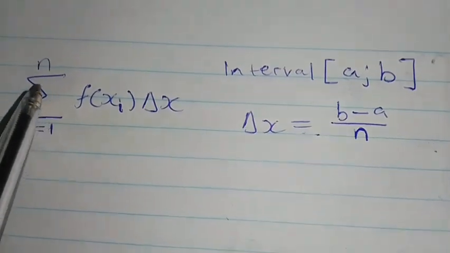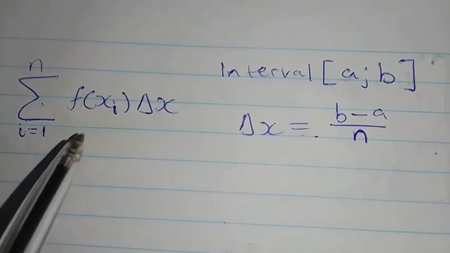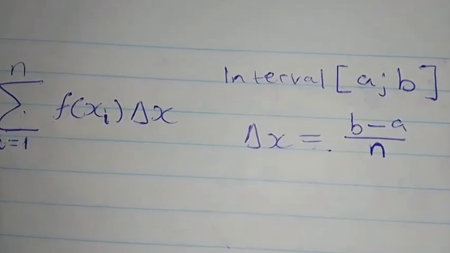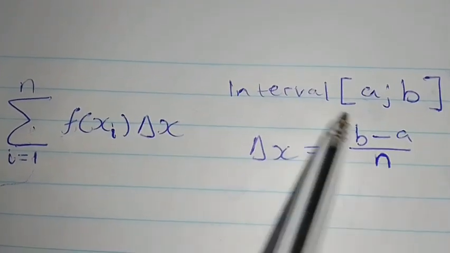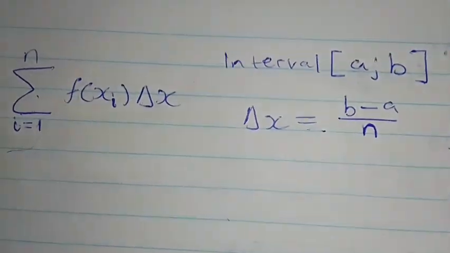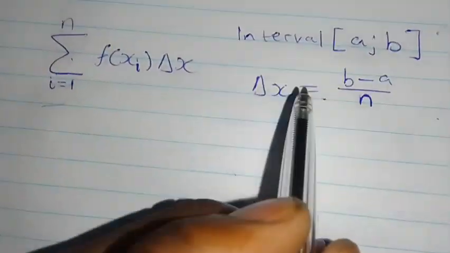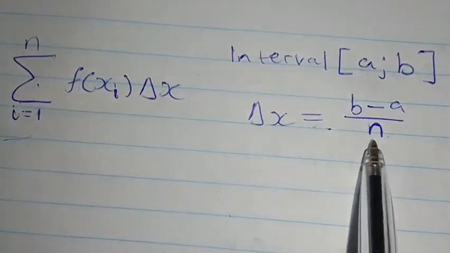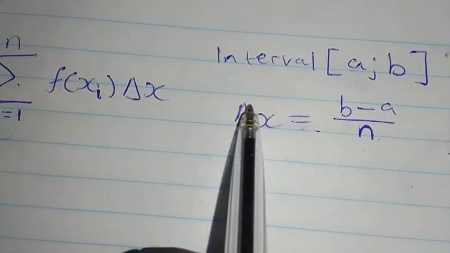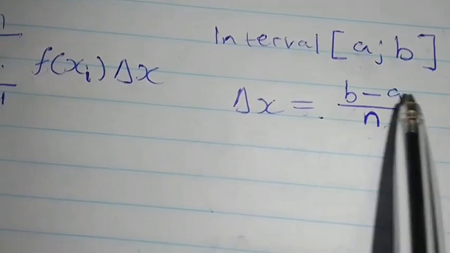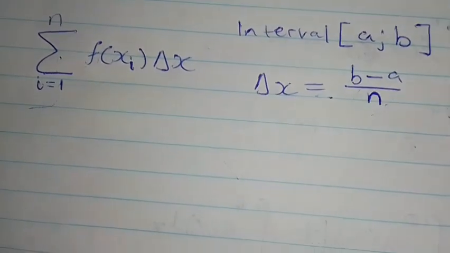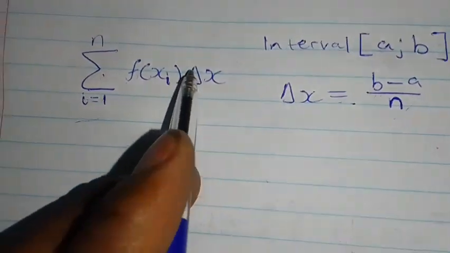Now, in this video, I'm going to focus on the Riemann sum: the left, the right, and using the midpoint rule. Suppose you have an interval a to b. You're going to divide that interval into a certain number of subintervals. Your delta x will be b minus a over n.